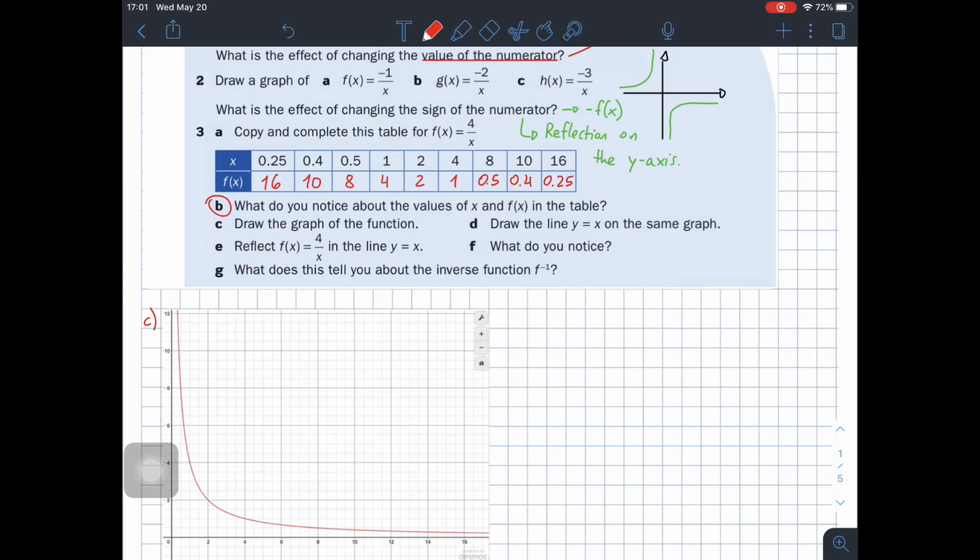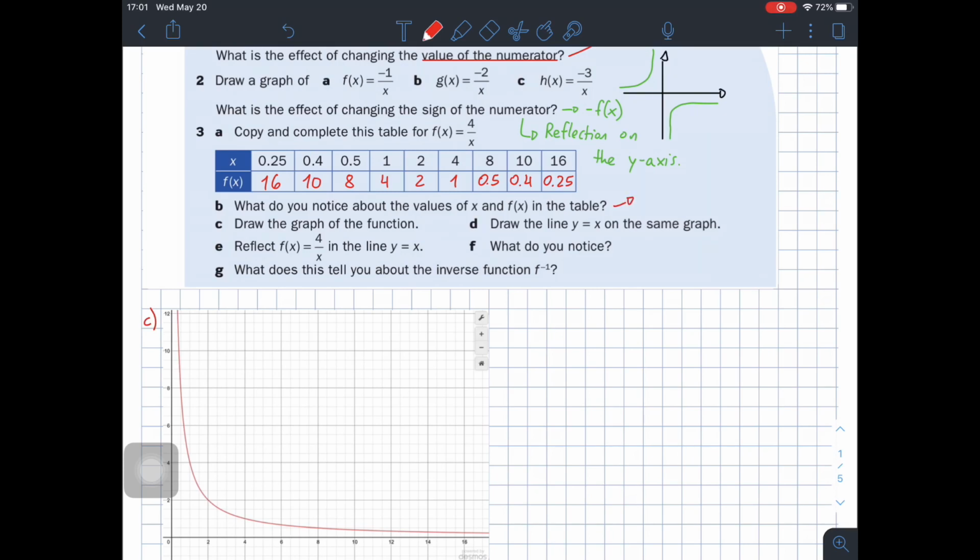So let's discuss these questions. B, what do you notice about the values of x and f of x in the table? What do you notice here? As you see, the values of x are increasing, right? And as I increase the value of x, what happens to the values of y? They are decreasing, right? So that's what you should notice.